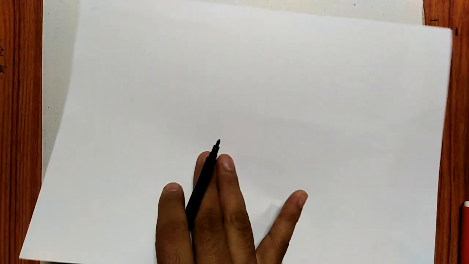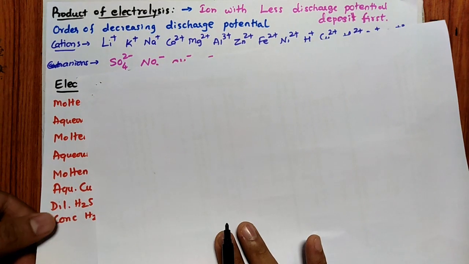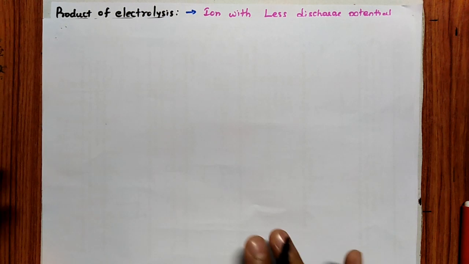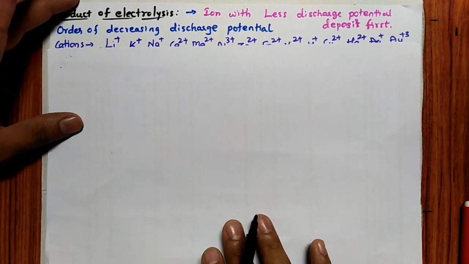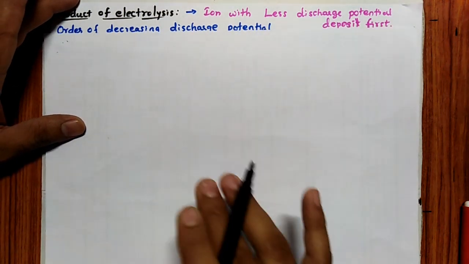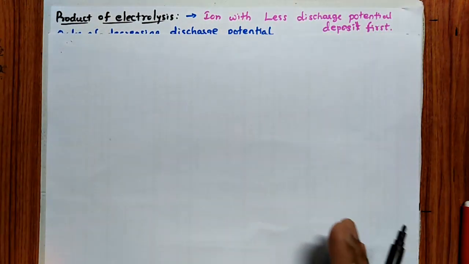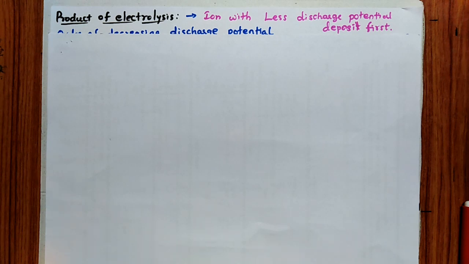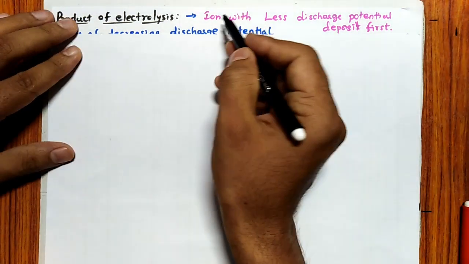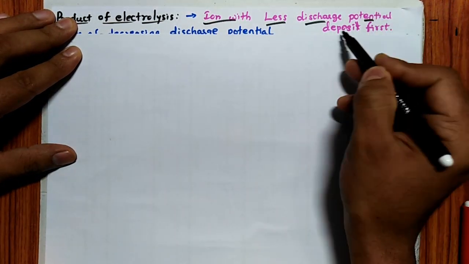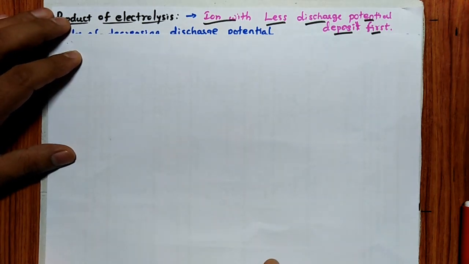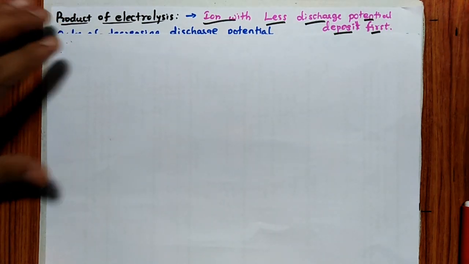Next, we'll move to a very important topic, product of electrolysis. Definitely, we'll get a question on this part. Understand how it is. Always remember the order of decreasing discharge potential. Why? Because whenever you take any compound in electrolysis, which ion will get deposited? That is the question. The answer is the ion with less discharge potential deposits first. In raw language, the ion that requires less current.